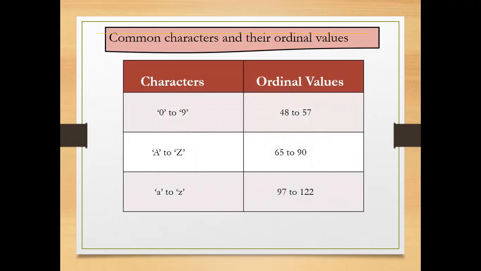So these are the ordinal values. Each and every character has a different ordinal value. So 0 to 9 we have 48 to 57. Then A to Z we have 65 to 90. And again small a to z we have 97 to 122. Now, small a is smaller than capital A will give us false, because small a's ordinal value is 97 and capital A's ordinal value is 65.